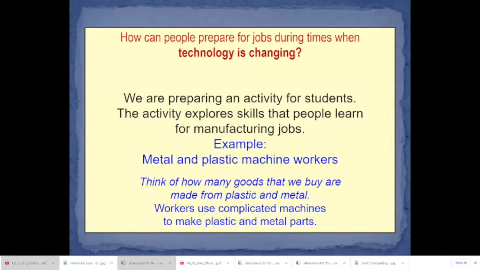So how can people prepare for jobs during times when technology is changing? It explores the skills that people learn for manufacturing jobs. Metal and plastic machine workers are the example we get. Think of how many goods that we buy are made of plastic and/or metal. Workers use complicated machines to make plastic and metal parts.